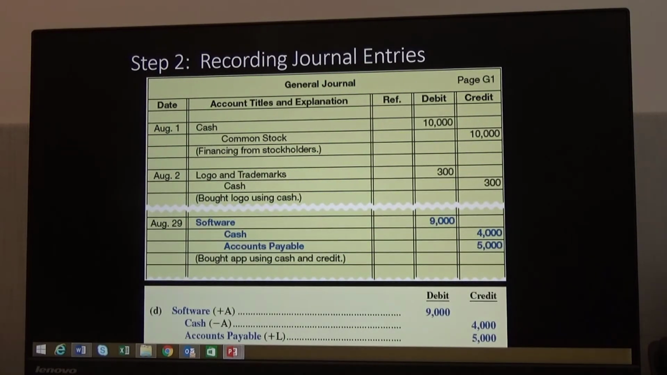Okay, so this is just showing us a little bit more about that software entry where we increased the software asset, decreased the cash asset. Notice the opposite debit and credit effects there, and then the increase of the accounts payable that credited the accounts payable.